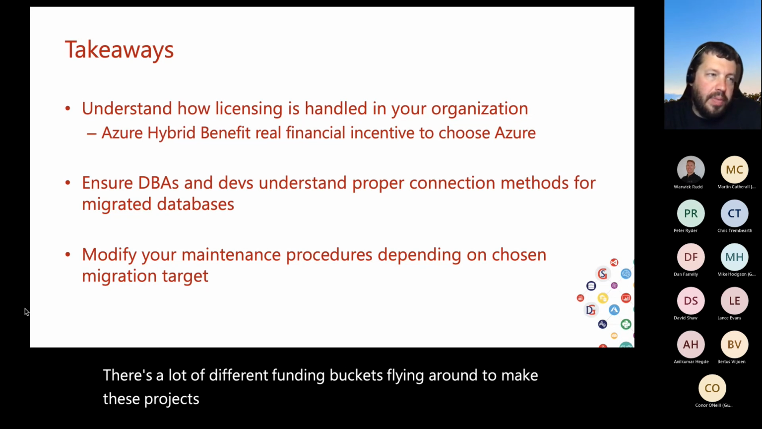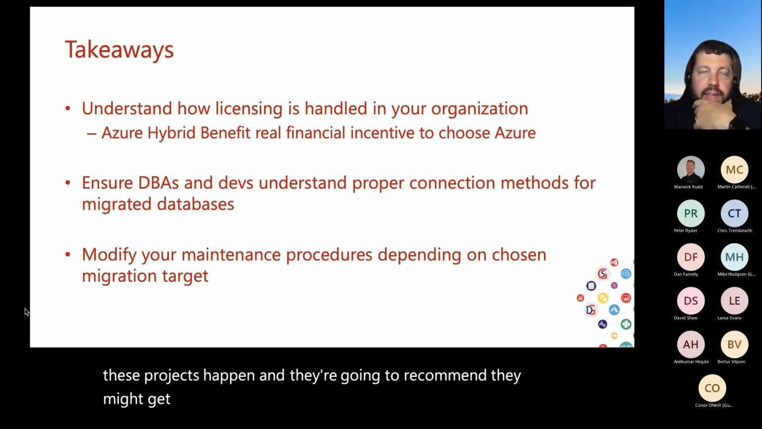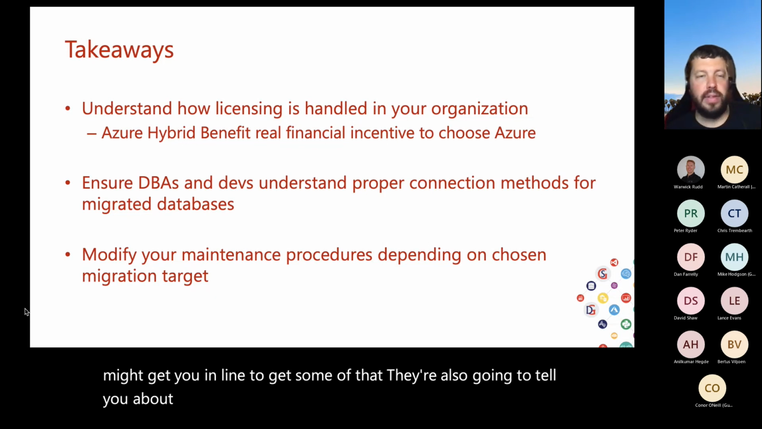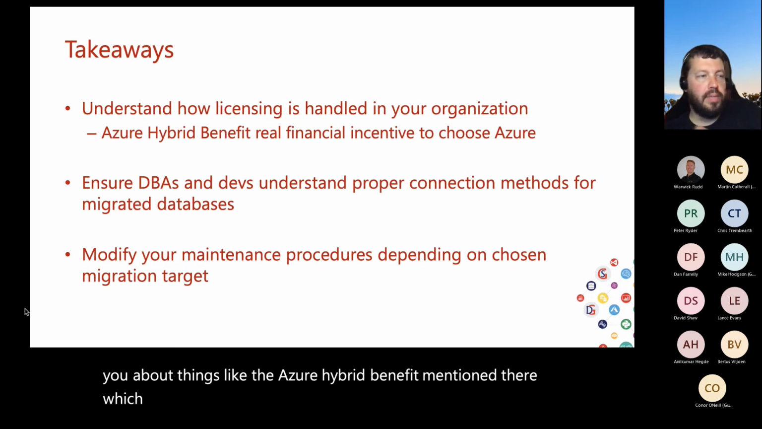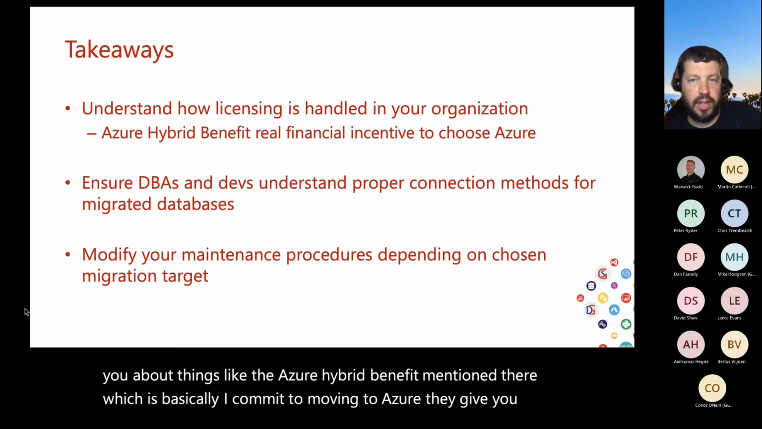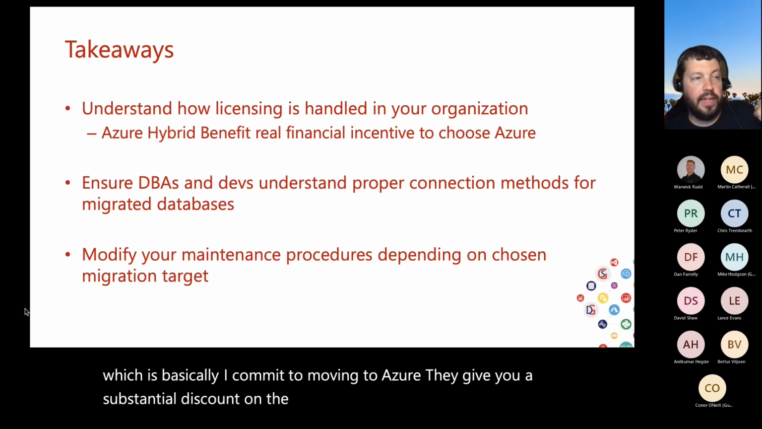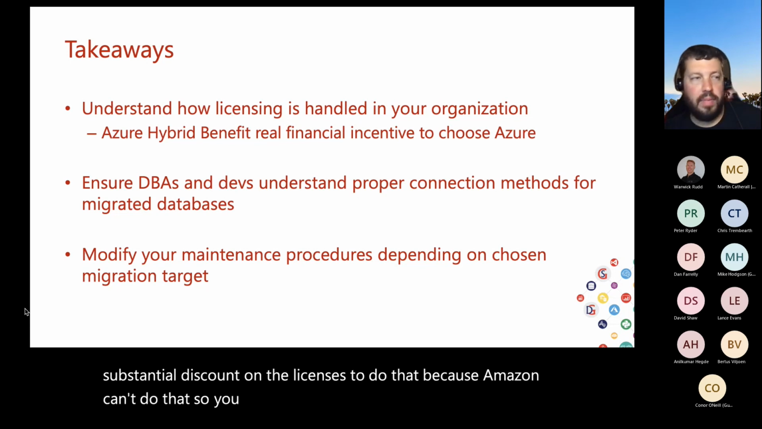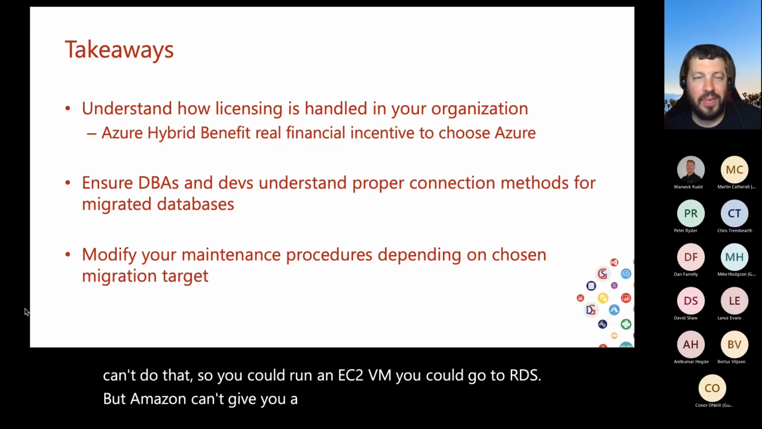And they're going to recommend, they might get you in line to get some of that. They're also going to tell you about things like the Azure hybrid benefit mentioned there, which is basically I commit to moving to Azure. They give you a substantial discount on the licenses to do that because Amazon can't do that. So you could run an EC2 VM, you could go to RDS, but Amazon can't give you a discount because they don't write SQL Server.